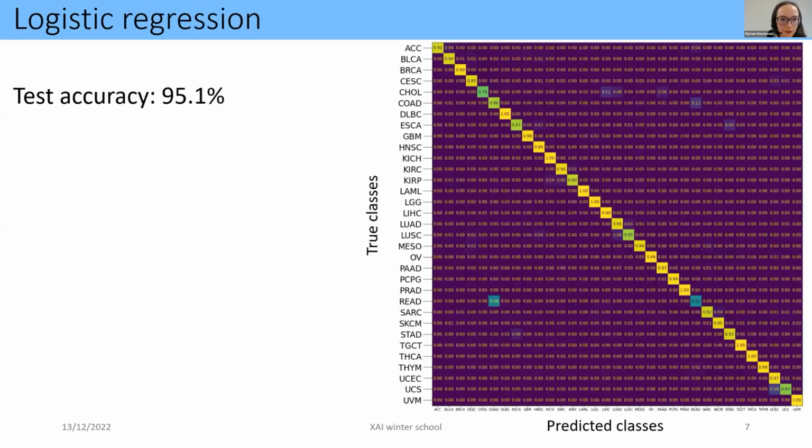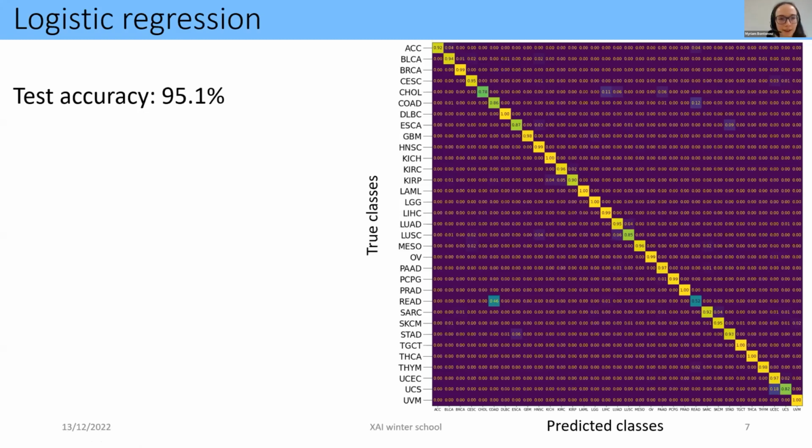So we train a logistic regression and its accuracy is quite high, about 95%. I also show the confusion matrix because our classes are imbalanced. And we see that we can recognize many classes without being too bad. For a few classes, it's harder, but the predictions are good enough that we can try to explain the decision of the model.